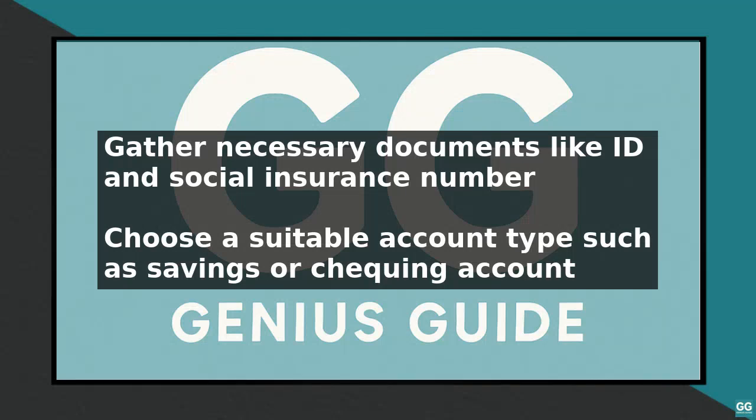To open a BMO youth account, start by gathering the necessary documents, including a valid government-issued ID and social insurance number. Next, decide which type of account is best for you, such as a savings or checking account. Visit the BMO website or go to a local branch to begin the application process.